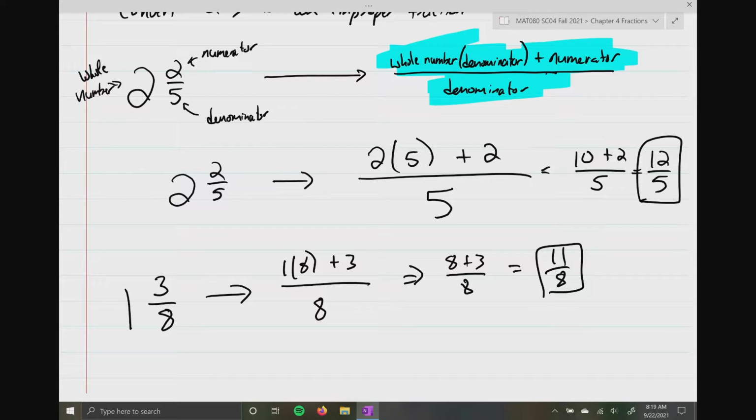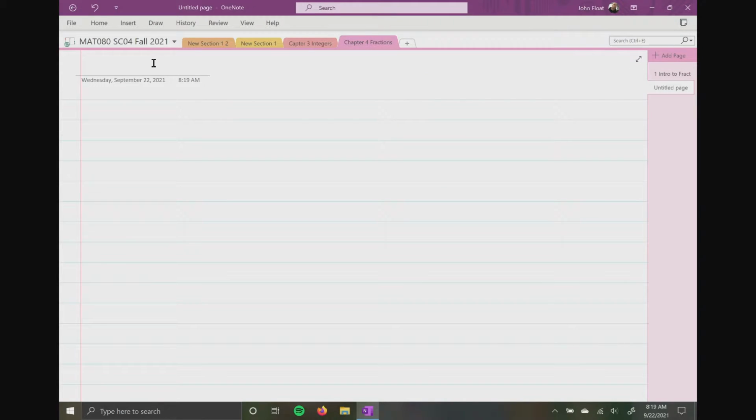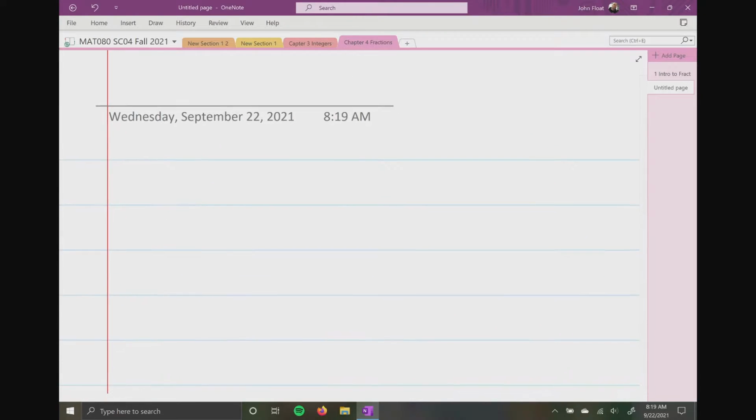All right. So we're going to change gears now. We are going to go back to chapter 2, section 5, because we need this technique. This technique is going to help us to multiply, divide, add, and subtract fractions. So chapter 2, section 5 is very simple. It is called prime factorization.